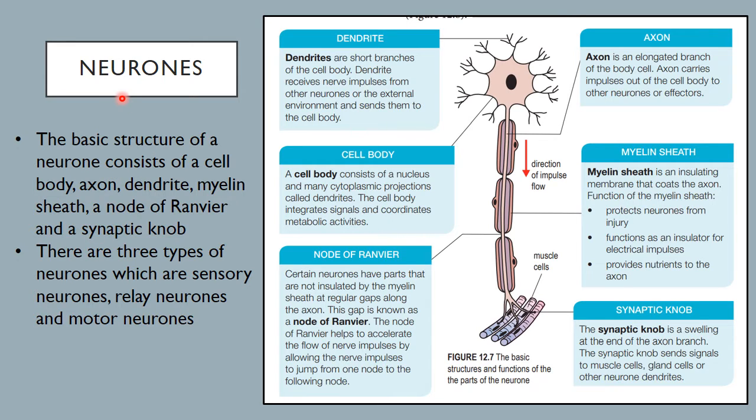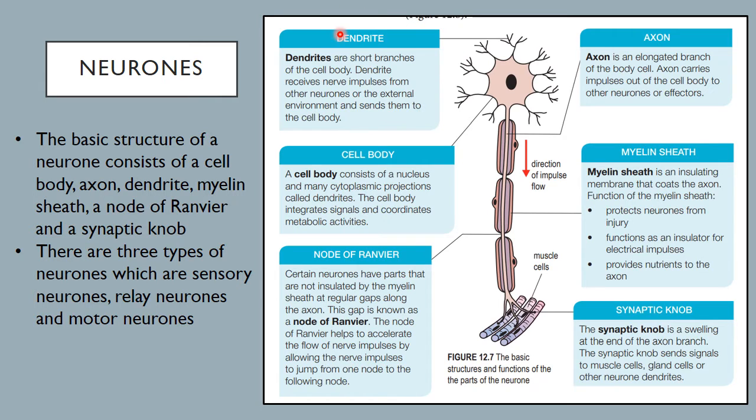The nervous system is made up of millions of nerve cells known as neurons. A typical neuron consists of a cell body, axon, dendrite, myelin sheath, a node of Ranvier, and a synaptic node. So this figure shows the basic structures and functions of the parts of the neuron. So now let's look part by part, of the neuron.